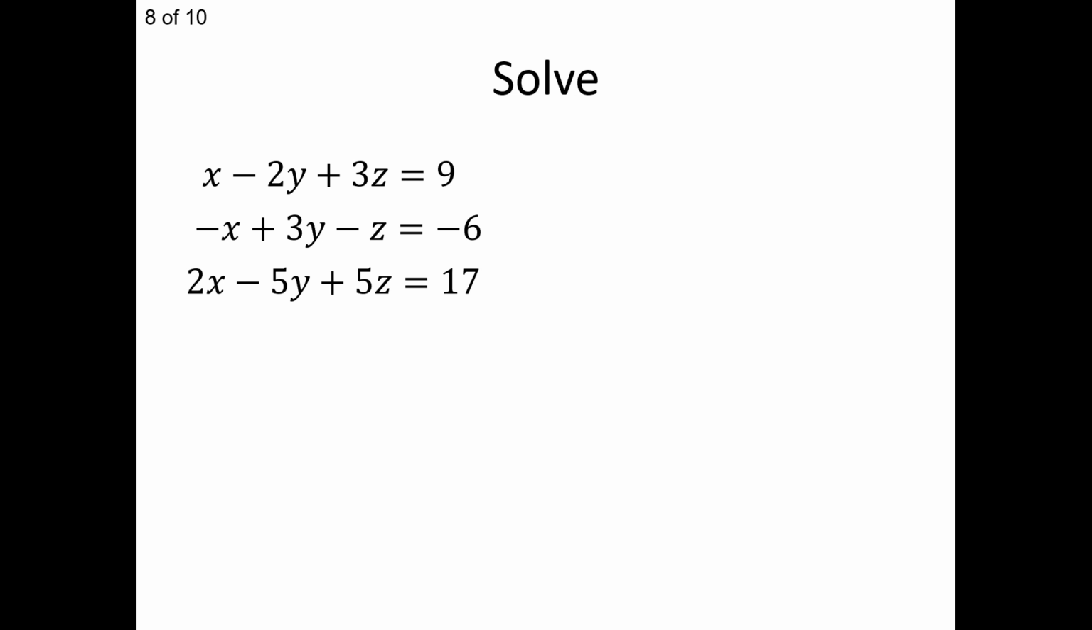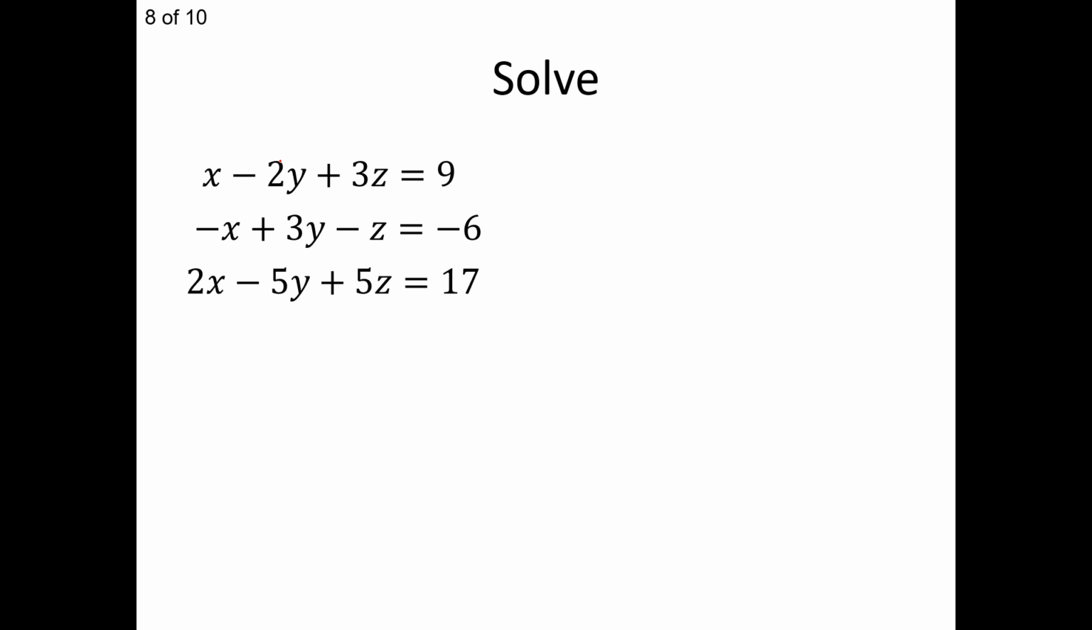When I do that, what I'm trying to do is eliminate one of the variables in that sum as I add the equations together. What I did first was realize that my first and second equations have opposite coefficients of my x value. So I'm just going to take my first equation and add it to my second equation.